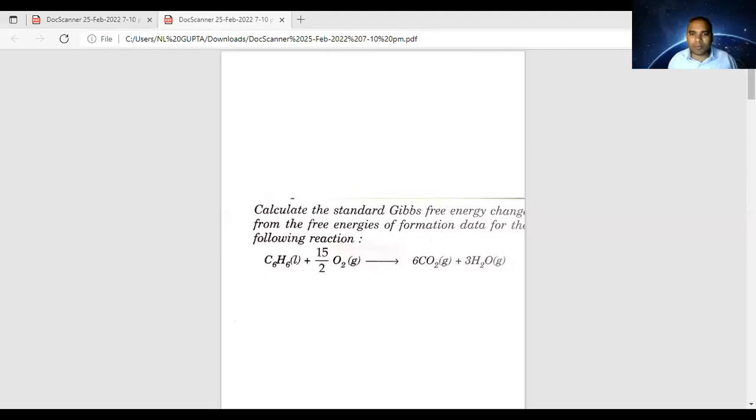The same we are going to practice again here. That is the Gibbs free energy only. So let's see the problem, what the problem is saying. Here you see the question.